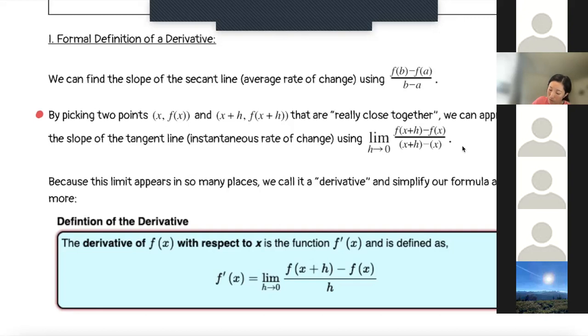Then we move to this idea that if we select 2 points, x, f of x, and x plus h, f of x plus h, and we choose them specifically to be really close together, what that allows us to do is approximate the slope of the tangent line. So again, tangent line meaning 1 point, using this formula.